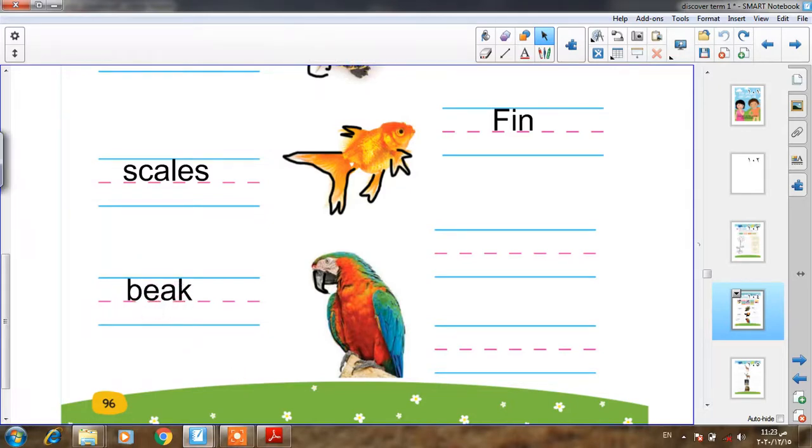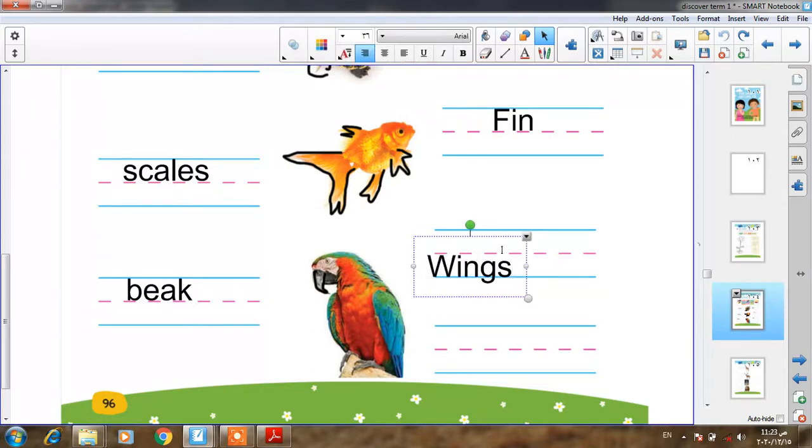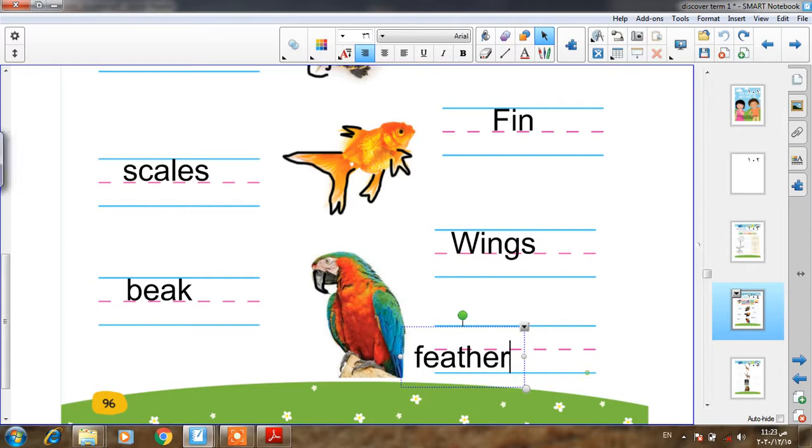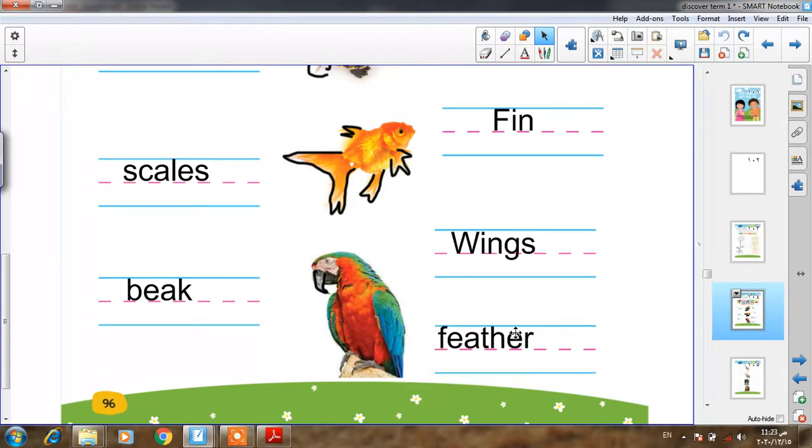Beak. Okay. And they also have wings. And these wings consist of what? Okay, we have feathers. So the parrot has beak and wings and feathers.